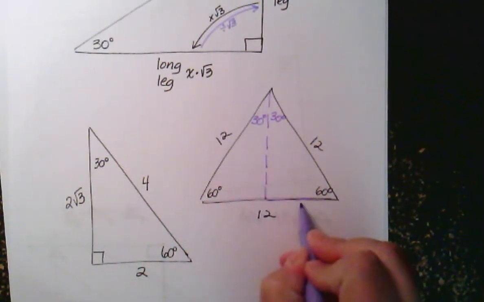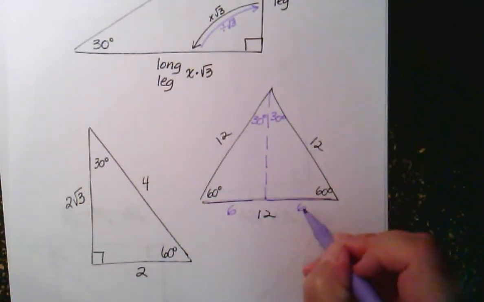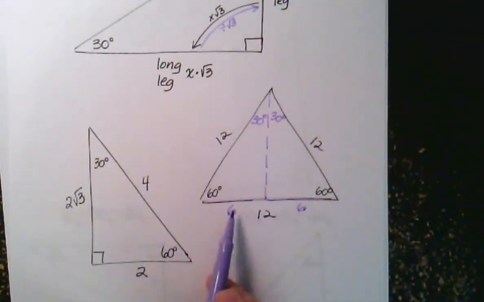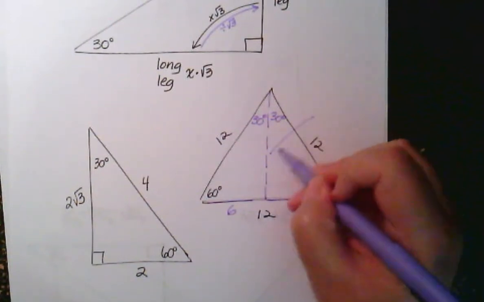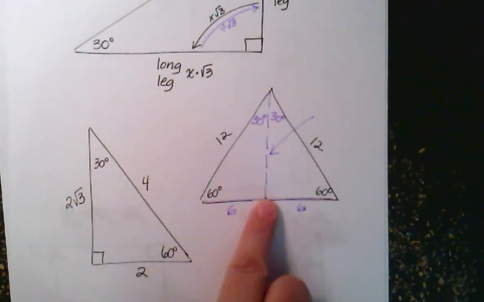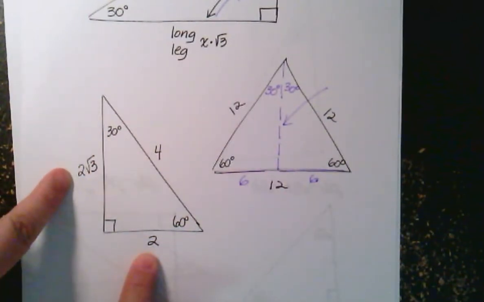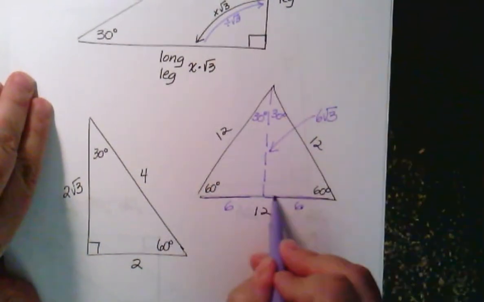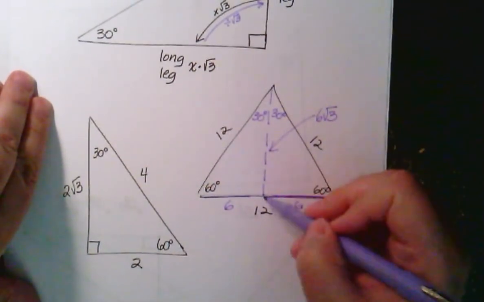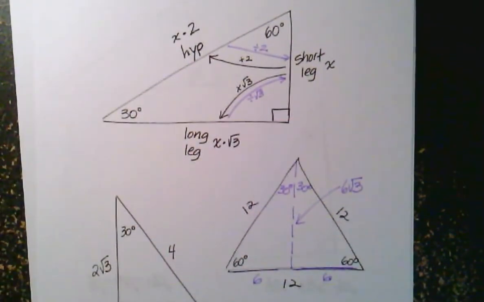This would be 6. This would be 6. The short leg is half the hypotenuse, and I've divided the 12 into 6 and 6. And that means the altitude of this triangle, or the height, is the long leg of a 30, 60, 90. So just like over here, we took the short leg and multiplied times square root of 3. This is going to be 6 root 3. The short leg times square root of 3 gives me the long leg. I just wanted to point out that equilateral triangles rely on this.